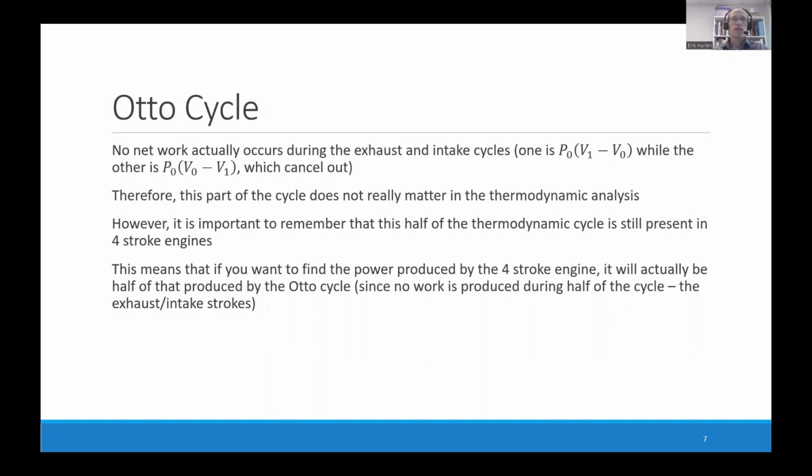The only thing of note is that these two strokes take time, and the same amount of time as a cycle approximated by the Otto cycle. Therefore, when calculating the power produced by a four-stroke engine, it is only half of what is calculated through the Otto cycle, since it only consists of two of the four strokes.